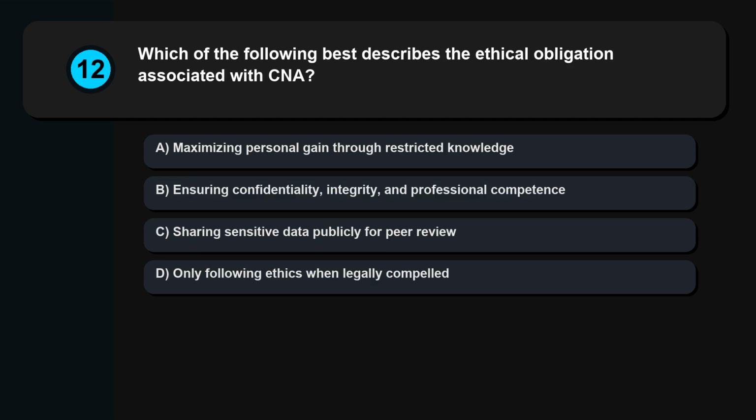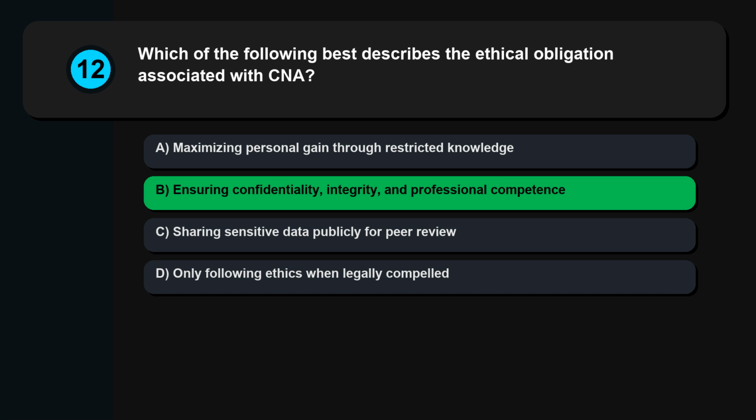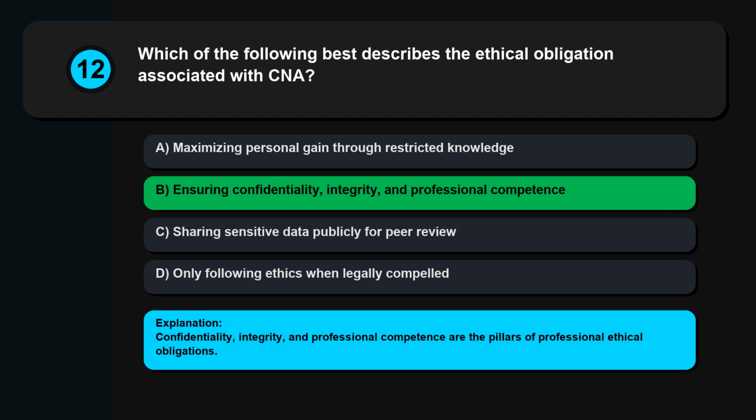Question 12. Which of the following best describes the ethical obligation associated with CNA? Maximizing personal gain through restricted knowledge, ensuring confidentiality, integrity, and professional competence, sharing sensitive data publicly for peer review, only following ethics when legally compelled. Confidentiality, integrity, and professional competence are the pillars of professional ethical obligations.